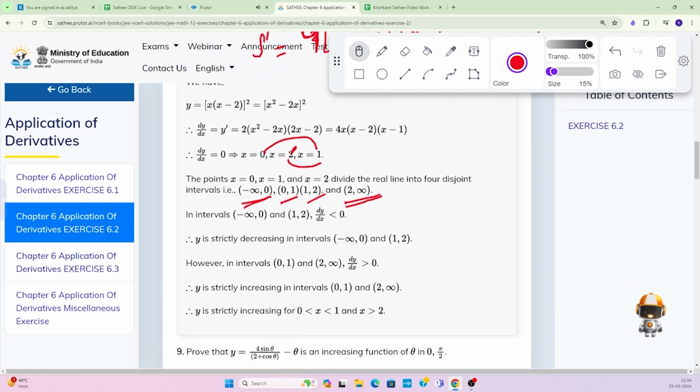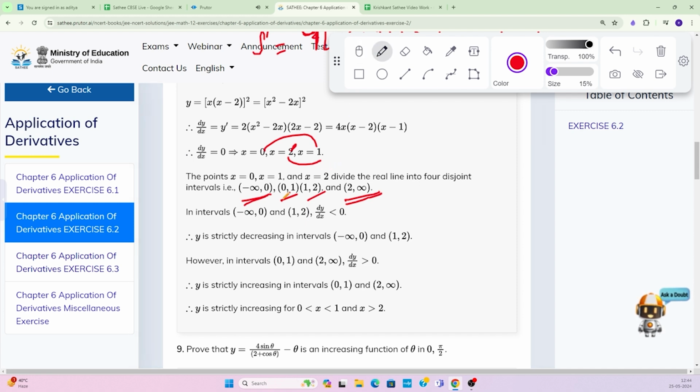Let me see. If you are in the interval minus infinity to 0, observe that if x is negative, this value is negative, and this value is negative. Negative multiplied by negative gives you positive, but the remaining negative gives you negative. So in total you will get negative. So in minus infinity to 0 it will be decreasing.